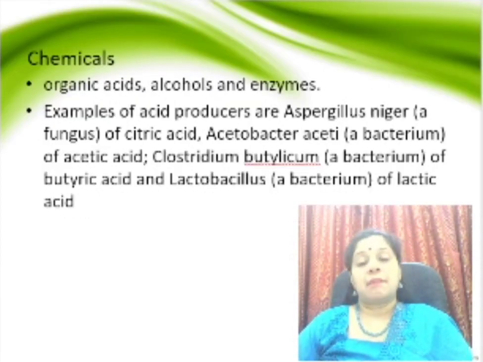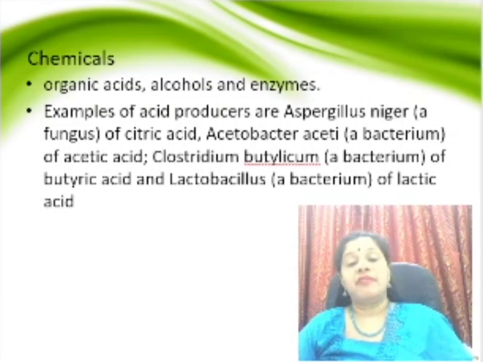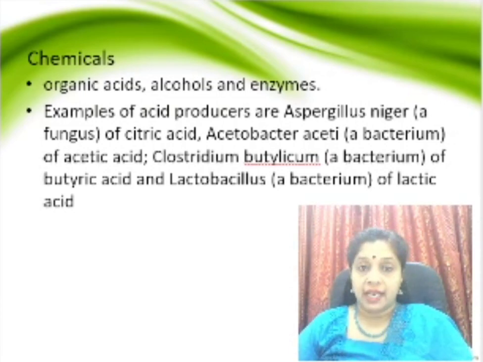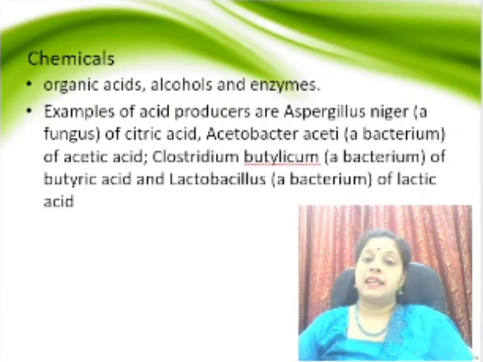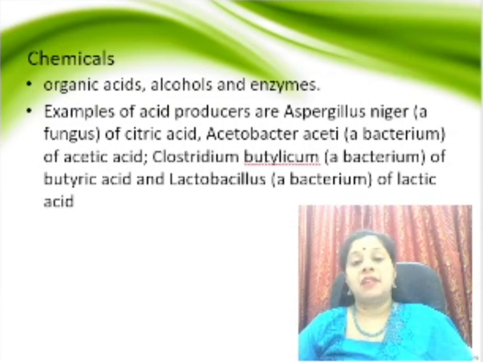Moving on to the next application of microbes in making certain chemicals. Chemicals like organic acids, alcohols and enzymes can be produced with the help of microbes. What are they? Organic acids, alcohols and enzymes. Especially when these are naturally produced in the body of organisms, but when we need them commercially on a large scale, we can use certain microbes.